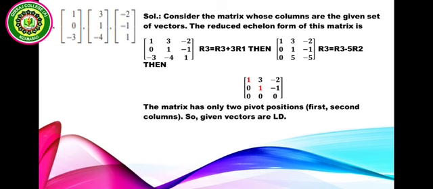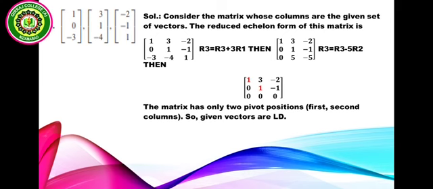Consider the matrix whose columns are the given set of vectors. To reduce it to upper triangular or echelon form, first we want the first row's first element to be 1. Here 1 is there. By using that one we make the below elements zeros. The second row's first element is 0, and the third row's first element is -3. By using the 1 we make -3 into 0, with the operation R3 equals R3 plus 3 R1. Then we get the matrix with rows 1 3 -2 and 0 1 -1, and the third row becomes 0 5 -5.